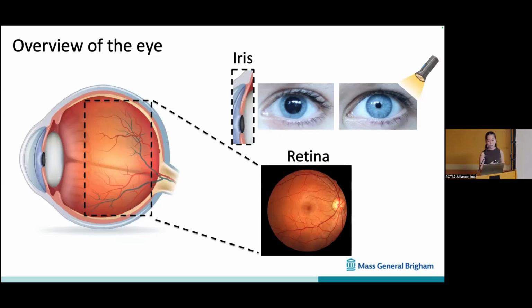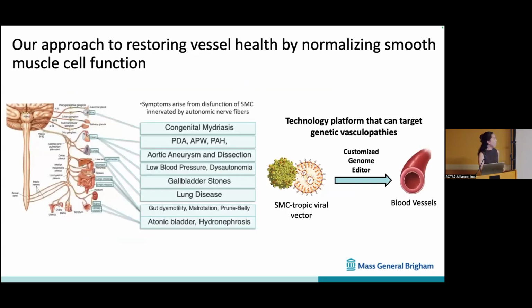So next I'll move into a discussion on our approach to restoring vessel health by normalizing smooth muscle cell function. We've been talking a lot about this over the past couple of days, but I'll just briefly reiterate our approach. As we know, symptoms of MSMDS arise due to a dysfunction of smooth muscle cell innervation by the autonomic nerve fibers. And as a result, this leads to all of the symptoms that we've been talking about over the past couple of days, like congenital mydriasis, PDA, gut dysmotility, things like that.